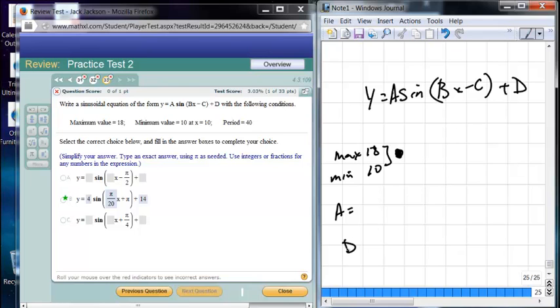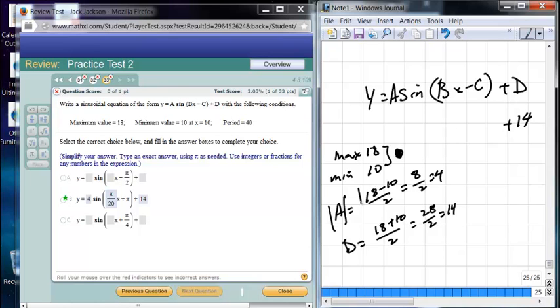So the d is the average of these two. 18 plus 10 over 2. Min plus max divided by 2. So that's 28 divided by 2 is 14. So that's the d. The amplitude is going to be half of that distance. So it's max minus min divided by 2. So that's a distance of 8 divided by 2 is 4. At least that's going to be the absolute value of A. Okay, so the absolute value of A is 4.